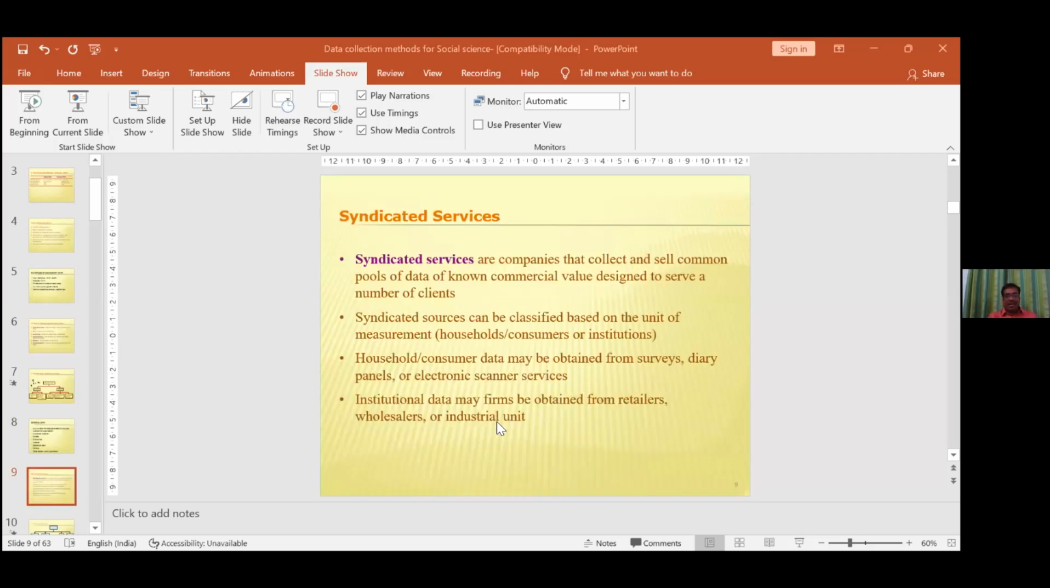What are syndicated services? Syndicated services are companies that collect and sell a common pool of data of known commercial value, designed to serve a number of clients.